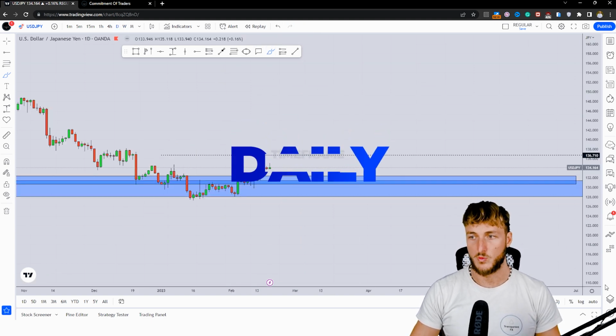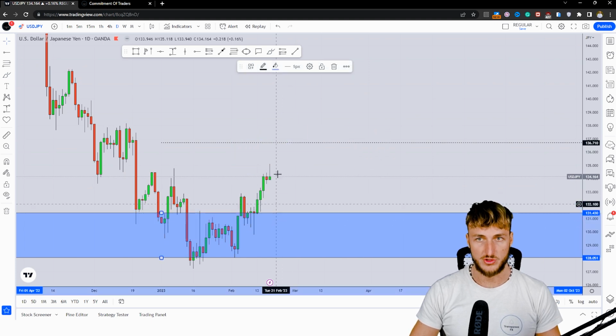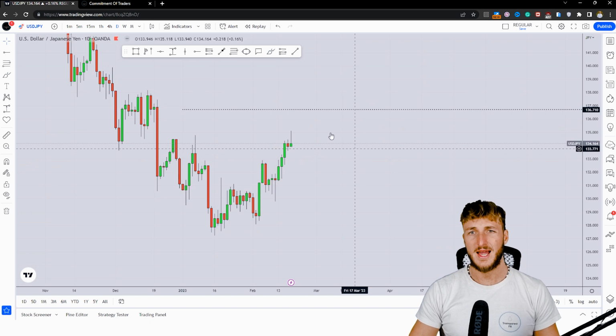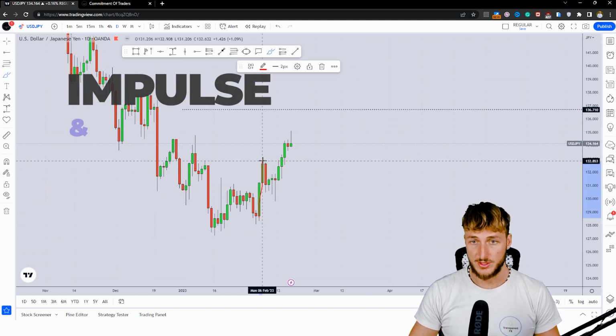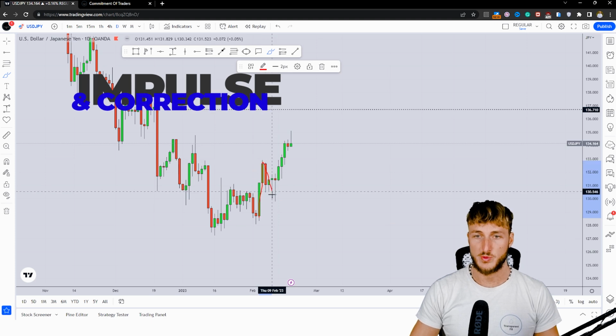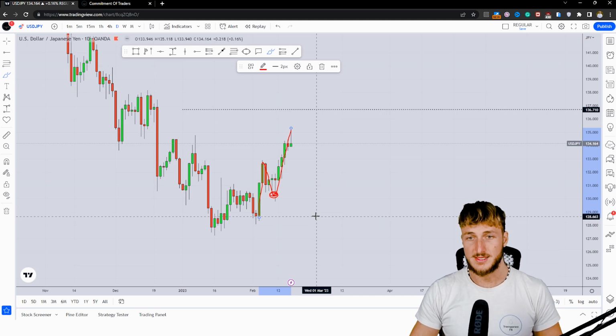Going down on the daily, what do we have? Now, here on the daily time frame, this is where things get very interesting. Now, first of all, I did speak about USD JPY a few days ago. After the market was creating this impulse, I explained all the reasons for which we could expect this correction and then this move to the upside. That is exactly what the market did.